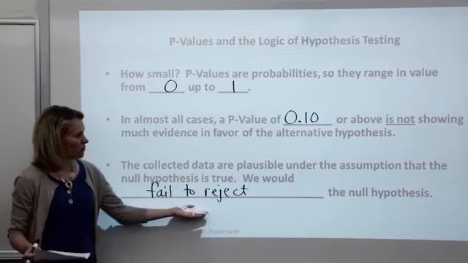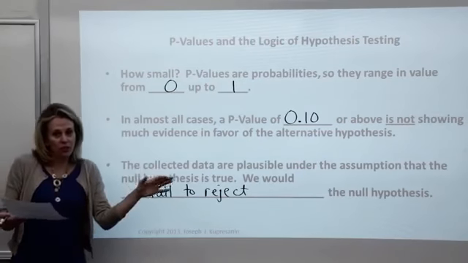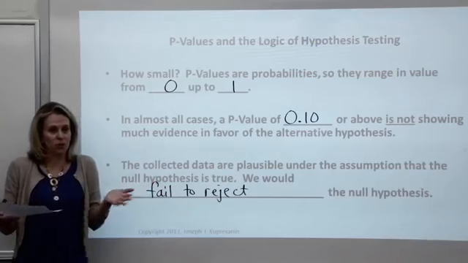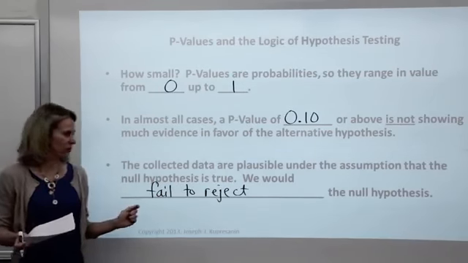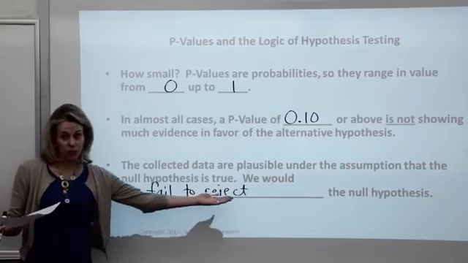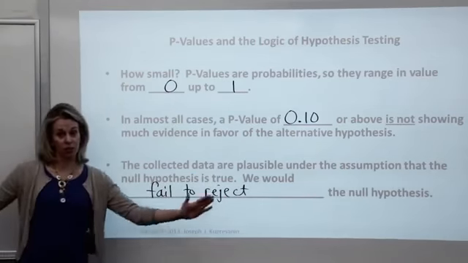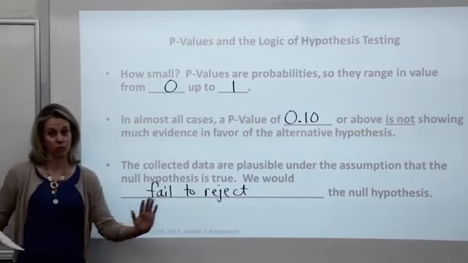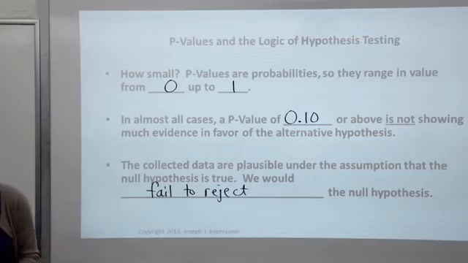When we fail to reject the null hypothesis, we're not proving that the null hypothesis is true, we're simply not finding enough evidence to the contrary. That's an important difference. We never say we accept the null hypothesis or we prove the null hypothesis. We just fail to get rid of it. It was our initial assumption. We sort of keep that. All right, a couple more.